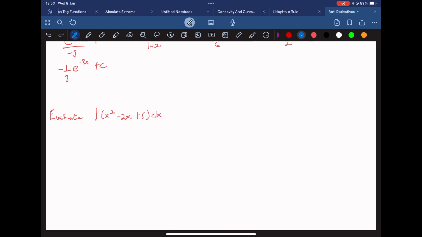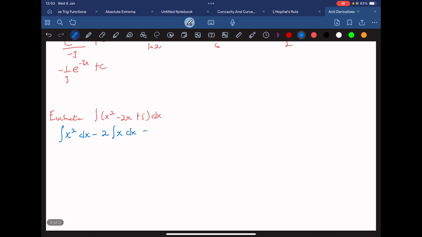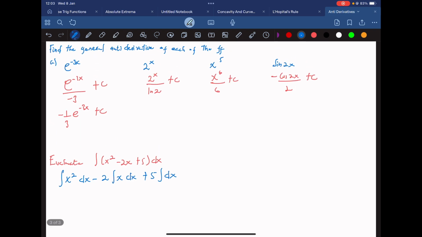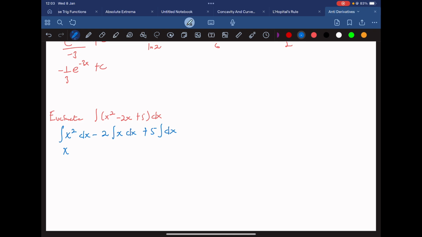In solving this question, we can break it into different parts. We can have the first part, which is the integral of x squared dx. Remember, we can bring the constant outside, so minus 2 integral of x dx, then plus 5 integral of dx. So as we did over here, remember, whenever you have a polynomial function, what you have to do is to add 1 to the exponent and divide by that number. Then we have our first one, which is x cubed over 3 plus c1, minus 2. For the second one, we have the same thing, x squared over 2 plus our c2.